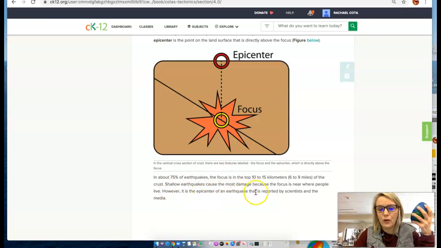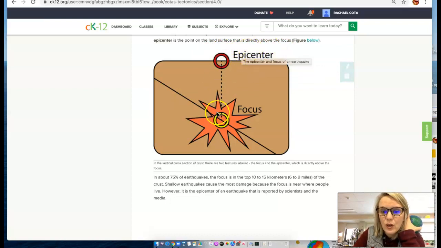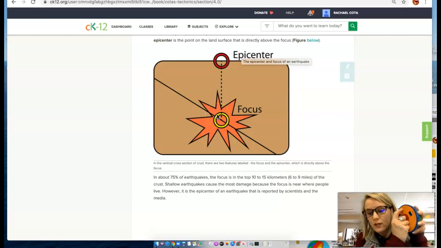The epicenter of an earthquake is reported by scientists and the media. Okay, so we always want to know where this spot is. And it's important to know where this is, because if we know where this is, then we know where these big breaks are, right? We can look around the world after an earthquake and find out which area had the most damage. That's usually fairly obvious. But we want to know underground, where are these big breaks happening? Because if a big break happened right here, the chances are that area is probably going to shift again. And so we would want to pinpoint where this is by finding the epicenter.